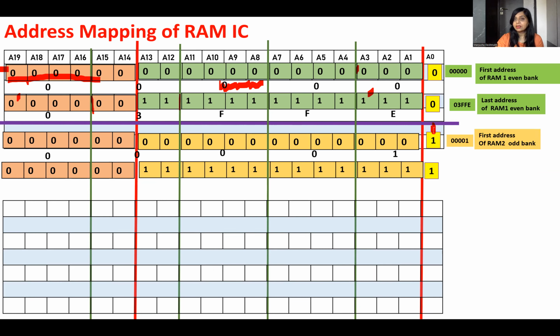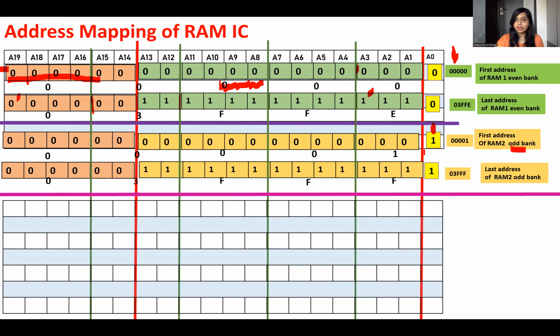So what are the addresses? This is the first address of RAM2, which is the odd bank. 00001. See, this is the first address, the second address is in the odd bank, the third address will be in the even bank, the fourth will be like this. Now what is this? 03FFF, the last address of RAM2, odd bank. Here you need not do any calculations, you automatically get these addresses. In books, the calculations of these addresses are given, but if you do it this way, you need not calculate these addresses, you will automatically get them.